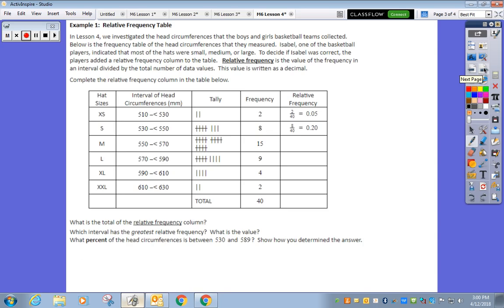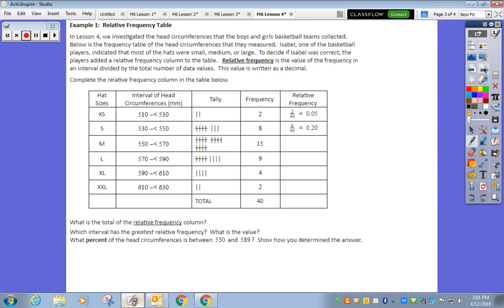Okay, so here it says in lesson 4, we investigated the head circumferences that the boys and girls basketball teams collected. Below is a frequency table of the head circumferences that they measured. Isabel, one of the basketball players, indicated that most of the hats were small, medium, or large. To decide if Isabel was correct, the players added a relative frequency column to the table. Relative frequency is the value of the frequency in an interval divided by the total number of data values. This value is written as a decimal.